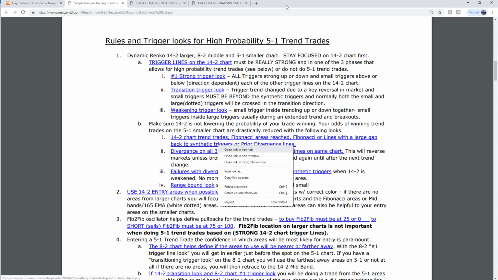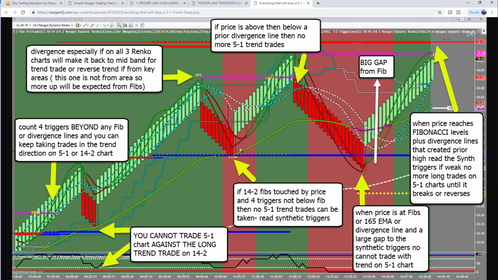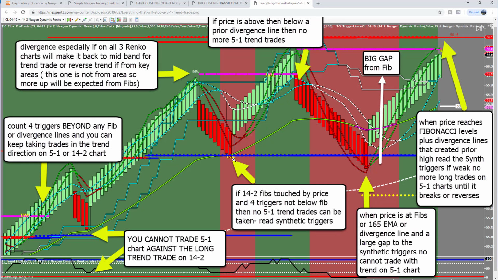we do not want to trade into support going short. If we hit fibs or support or resistance and 4 trigger lines are not breaking above or below, then we're not going to take a trade short. So even if the trigger lines are going down, the 14.2 chart areas are going to stop us from doing a trade. Does everybody understand that?